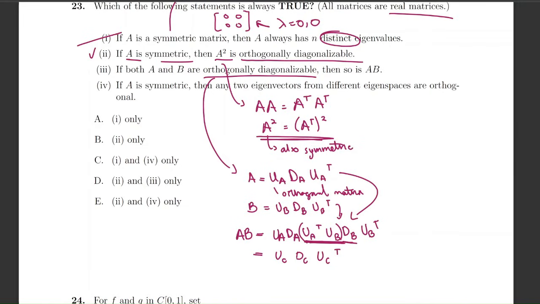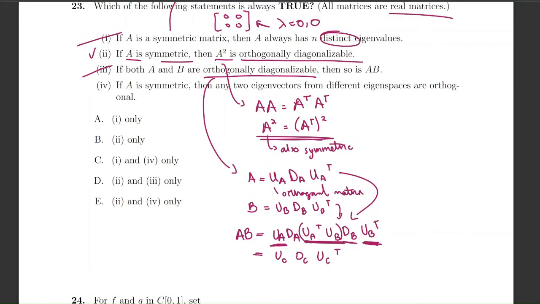And then on these sides, we have UA and then UB transpose. So we can't really argue that those will definitely be the same because A and B are just two random matrices that happen to be orthogonally diagonalizable. So we can't really say anything about the relationship between UA or UB or DA, DB or the transposes of them. So because of that, we cannot say that AB is going to necessarily be orthogonally diagonalizable just because A and B are.